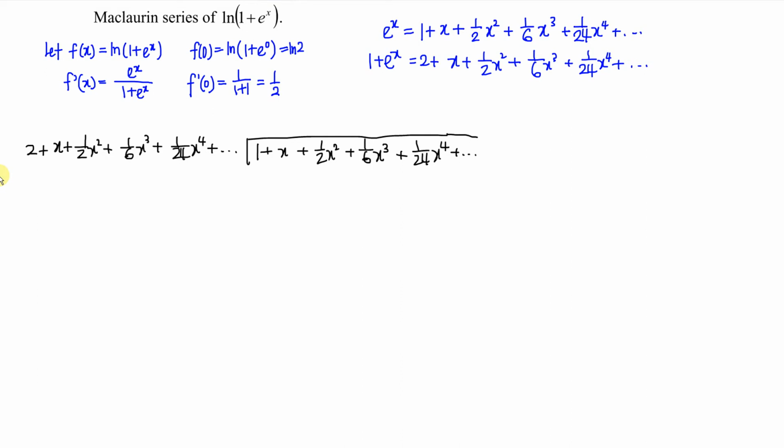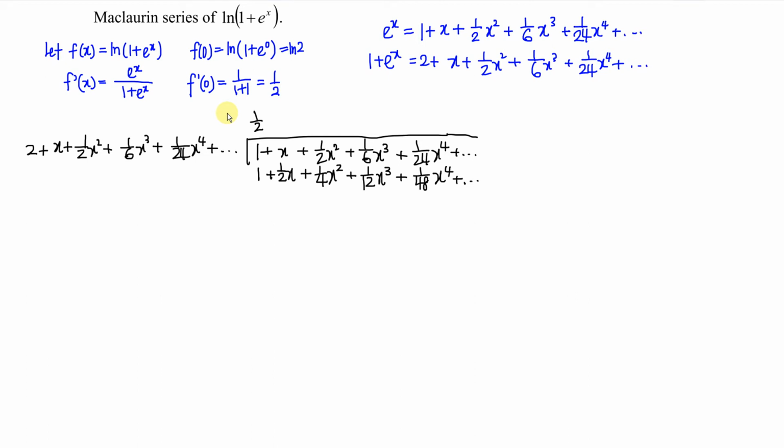Always, we simplify the first term. So we take half times 2 equal to 1. So 1 minus 1 equal to 0. So we have already simplified, removing the first term. Then we continue to multiply. So we have 1/2 times x, which is 1/2 x. 1/2 times 1/2 is 1/4 x^2. Then 1/12 x^3. 1/48 x^4 and so on.